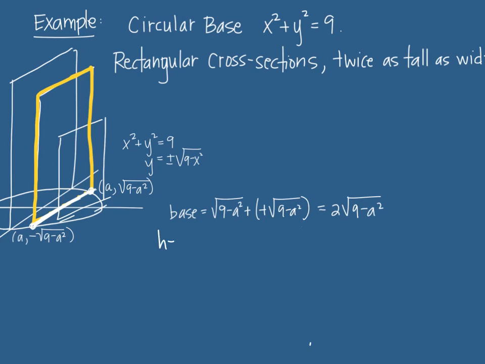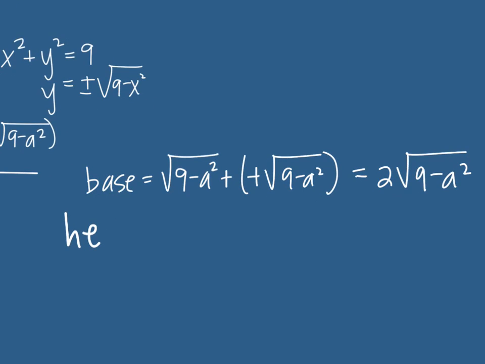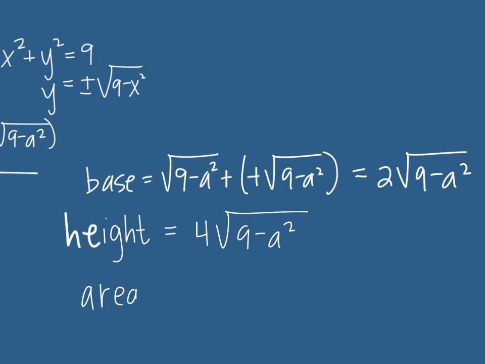How tall will the rectangle be? Twice that. So if the base turned out to be 2 times the square root of 9 minus a squared, then the height would be 4 times the square root of 9 minus a squared. And so what would the area be? If you put all those things together, what is the value of the area? 8 times the quantity 9 minus a squared, under the square root.